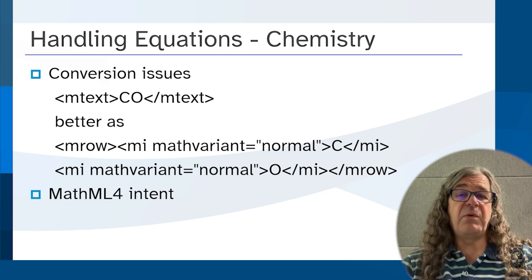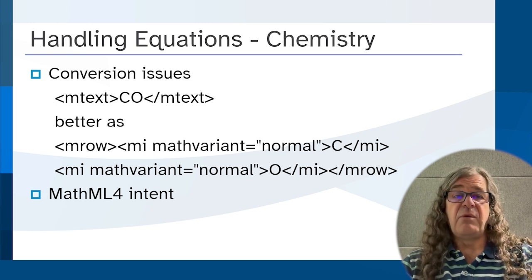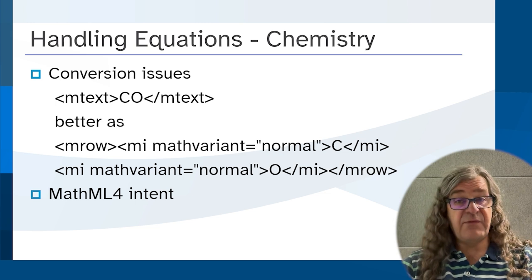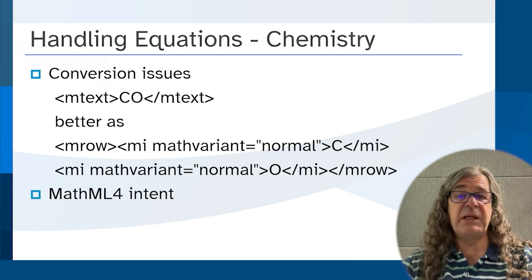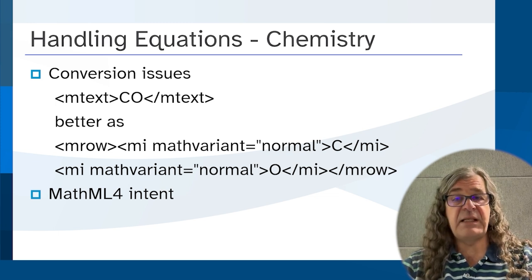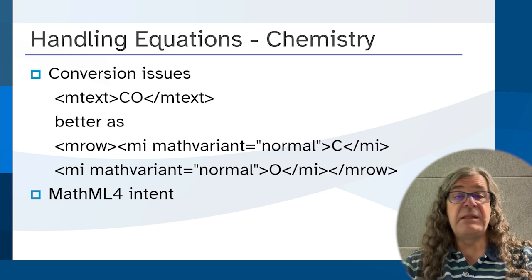In MathML 4, which is still under development, we have an attribute called intent. It promises to help drive the reading systems to understand what the MathML represents. In this case, we could define the intent of this particular formula as chemistry. So reading systems can take the information and read it accordingly, perhaps even saying carbon monoxide rather than CO. But until MathML 4 is ready, this is about as close as we can get.